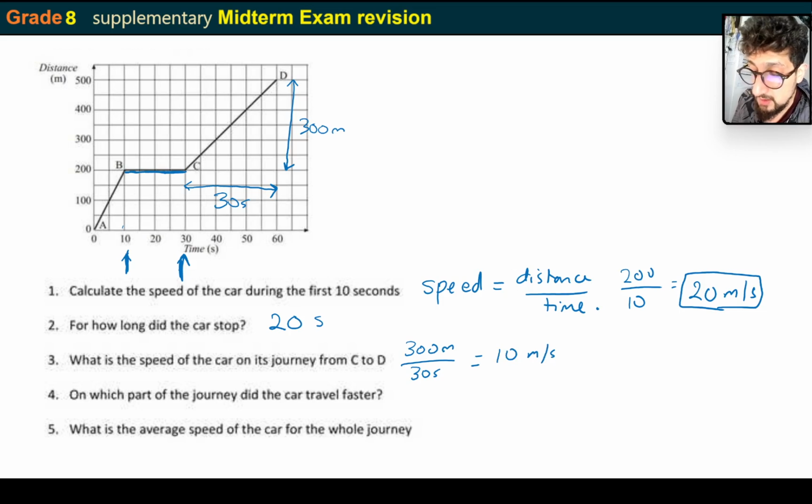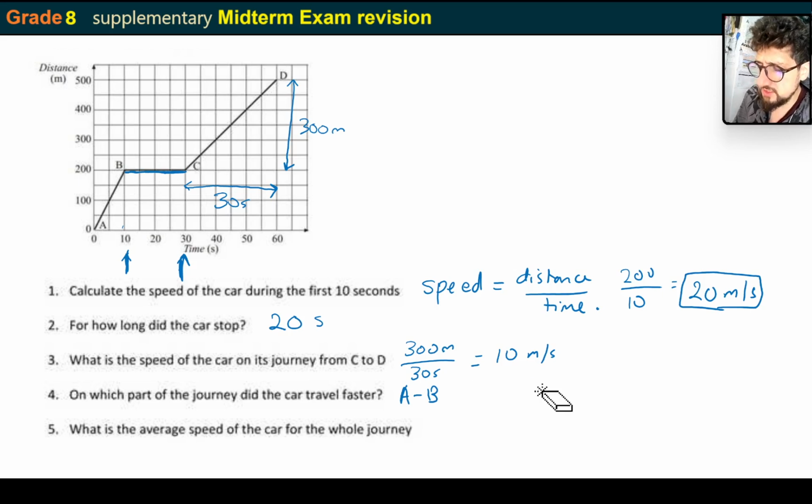On which part of the journey did the car travel the fastest? Obviously, since we've worked it out, we know that A to B is the part of the journey that it traveled the fastest. Another way of doing it, even if you haven't done the problem, is by looking at how steep the graph is. If the graph is this steep compared to that, that is the fastest.